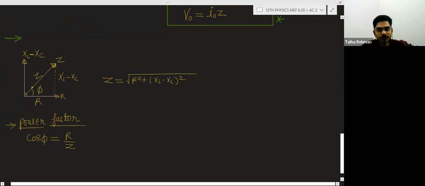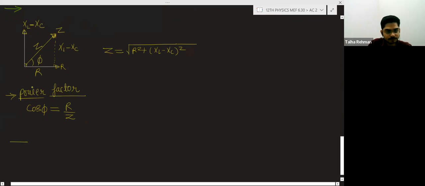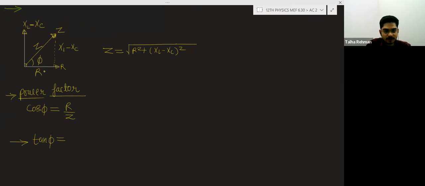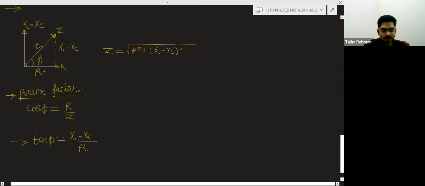There is one more thing you can find, tan phi. Tan phi is perpendicular divided by base. Perpendicular is XL minus XC, divided by R. So tan phi is XL minus XC divided by R.